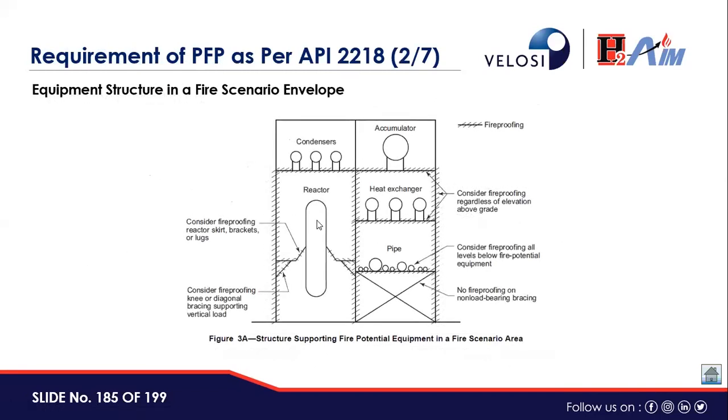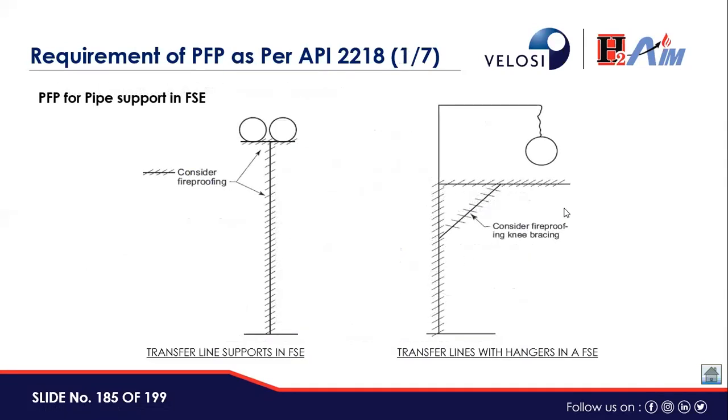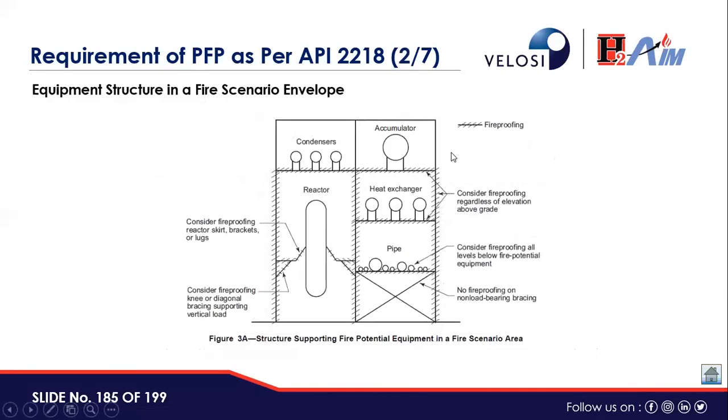Equipment structure in the fire scenario envelope. So in the fire scenario envelope, structure supporting fire potential equipment in the fire scenario area. For the pipe, consider the fireproofing all levels below fire potential equipment. No fireproofing on non-load bearing bracing. And then consider the fireproofing regardless of elevation above the grade. So this was the structure supporting fire potential equipment in the fire scenario area.